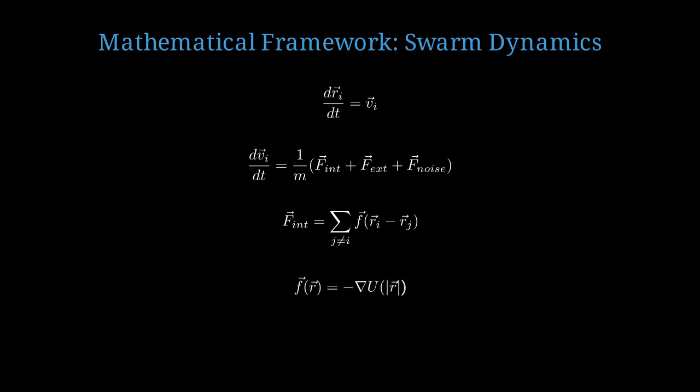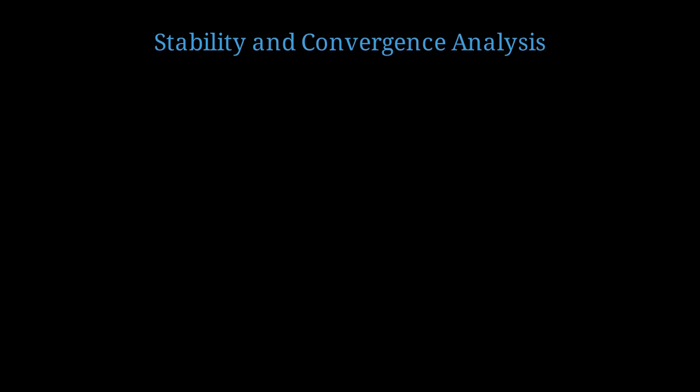Often the interaction force is the negative gradient of a potential function U that depends on distance. This gives conservative forces derivable from a potential energy. A critical question: do swarm algorithms converge to desired behaviors? How do we analyze stability?